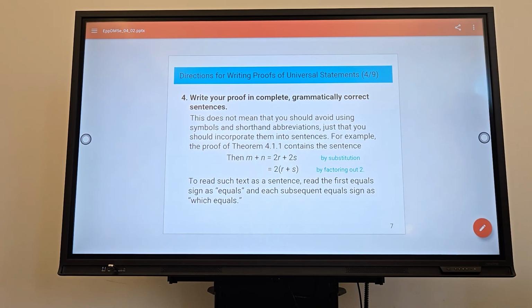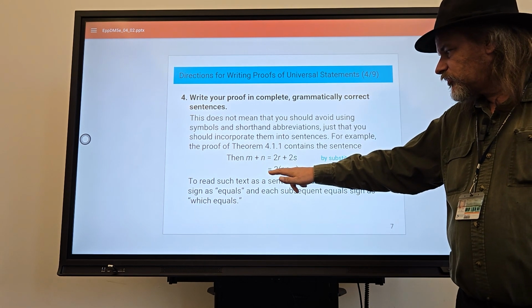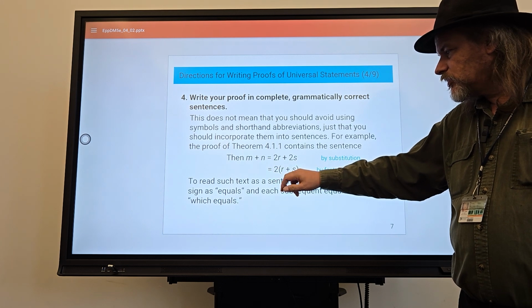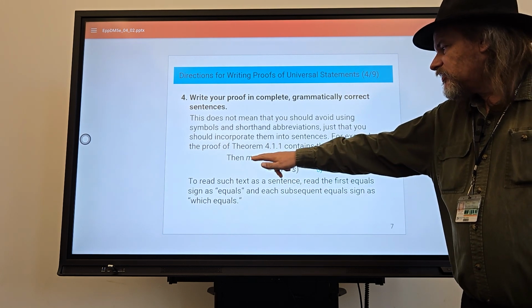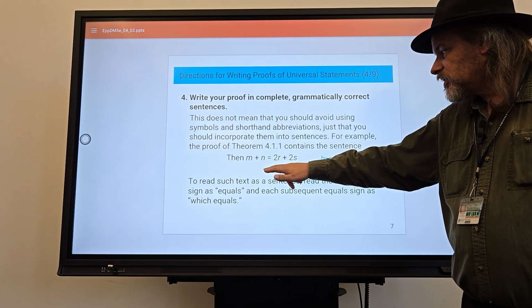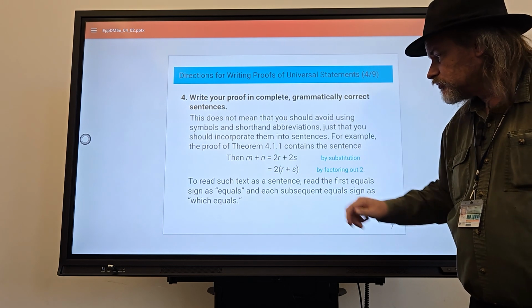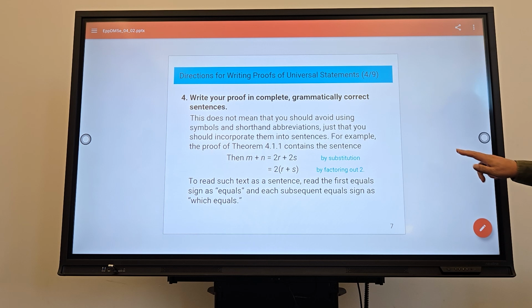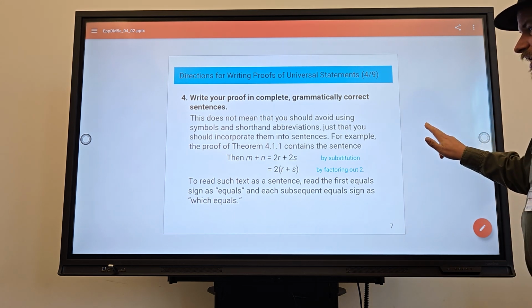So this subsequent equal sign would indicate that since this is true, this, which also means this is true. So write in complete, grammatically correct sentences so people can understand and it's clear what you're saying.